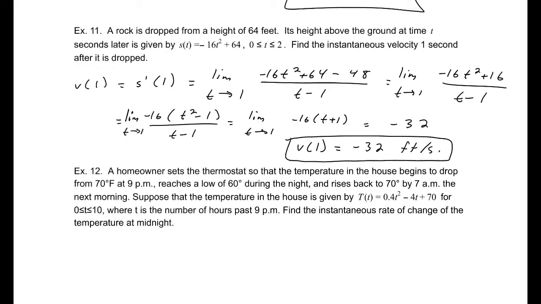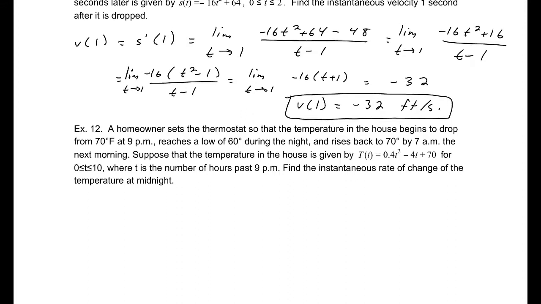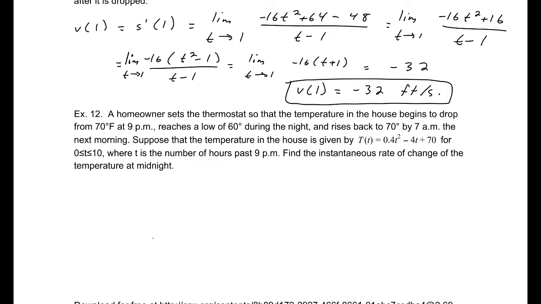All right, almost to the end here. A homeowner sets the thermostat so the temperature in a house begins to drop from 70 degrees Fahrenheit at 9 p.m., reaches a low of 60 during the night, and rises back to 70 by 7 a.m. the next morning. So we have this function here that is the temperature at time t, where t is the number of hours past 9 p.m. Find the instantaneous rate of change of the temperature at midnight. So what we want is the instantaneous rate of change at midnight. So that is T prime of 3.